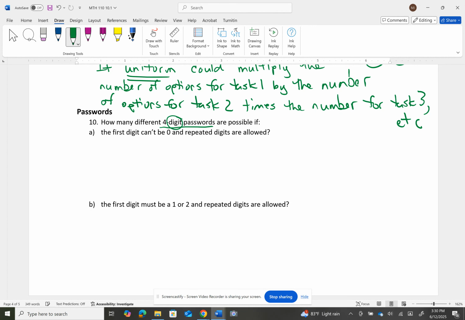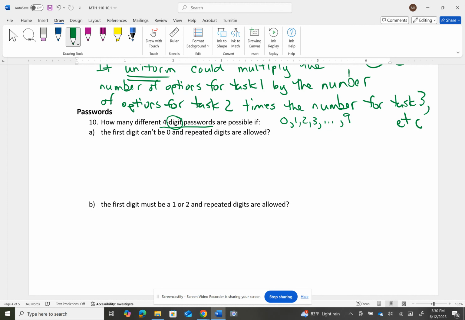Digits mean numbers, and there are 10 of them actually, because the digits would be a 0, 1, 2, 3, all the way up to 9. Those would be single digit numbers that could be used for a password. All right, now we're going to look at several different scenarios, and I want you to imagine if you did the tree, but it's going to be way too big for you to actually do a tree, but to understand the shortcut you could use for this.